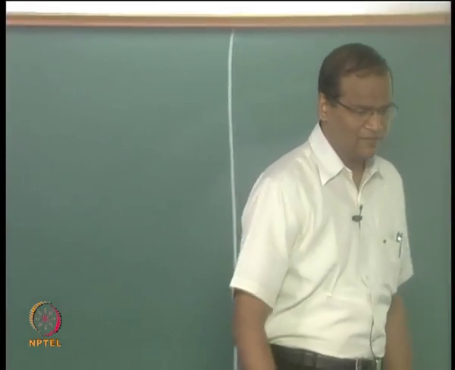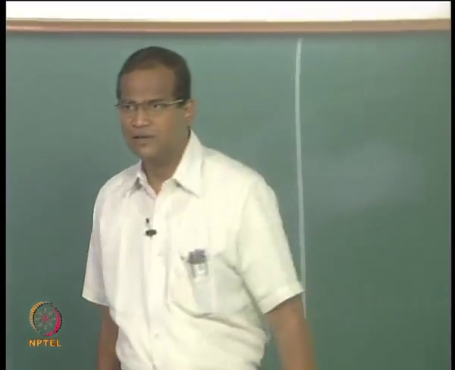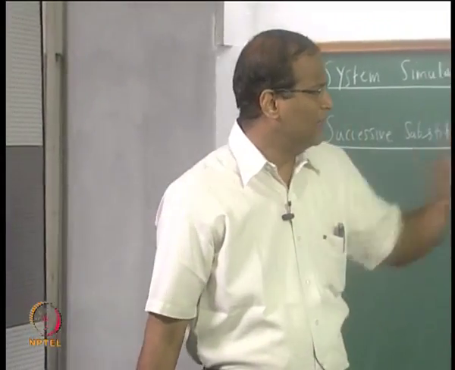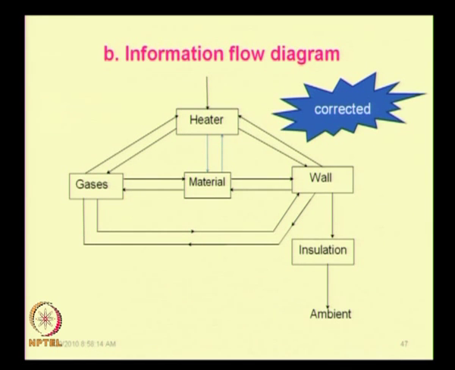Wall to insulation is only conduction, right. So we indicate a one-way arrow, and then there is convection and radiation from the insulation to the ambient.